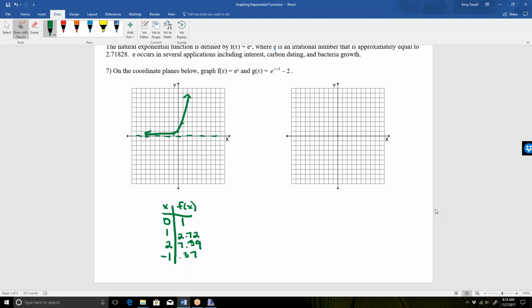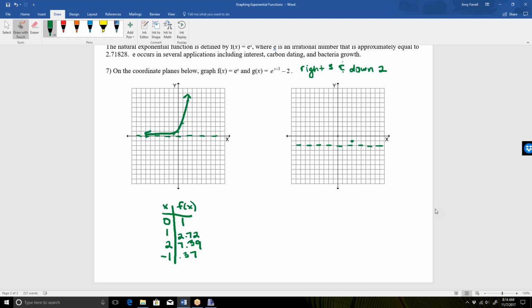Okay, then if we want to graph this, it's just a shift of that. It's going to be right 3 and down 2. So we're just going to go right 3 and down 2. It is going to move our asymptote down 2. Our asymptote cannot move right 3 because it's a horizontal line. But our 0, 1 is going to move right 3, 1, 2, 3, down 2. So here becomes our 0, 1.